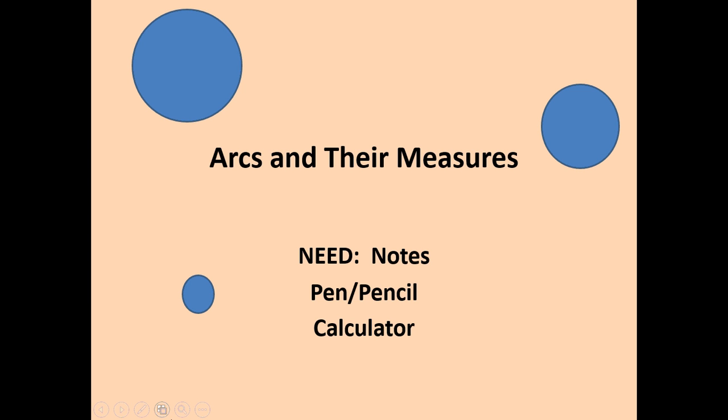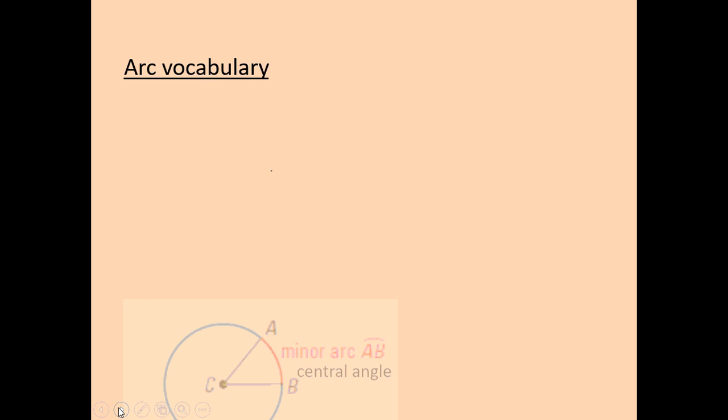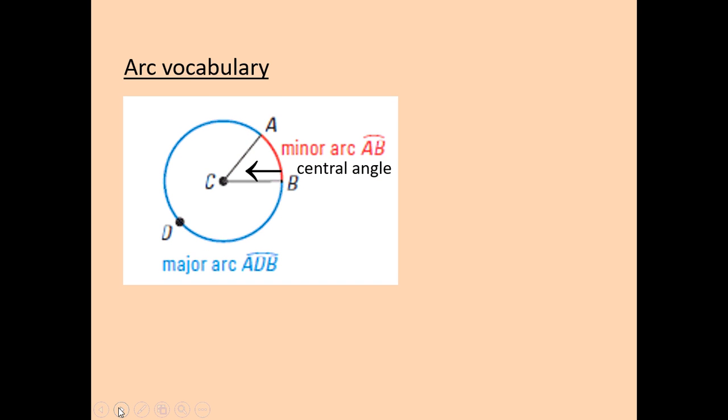So I don't care if you write these notes down necessarily. We don't have a foldable for this, but something to write with and a calculating device would be beneficial, okay? So first thing to note or remember is that when we talk about arcs, we're talking about pieces of the curvy part of the circle, right? We found the length of these arcs before using our arc length formula.